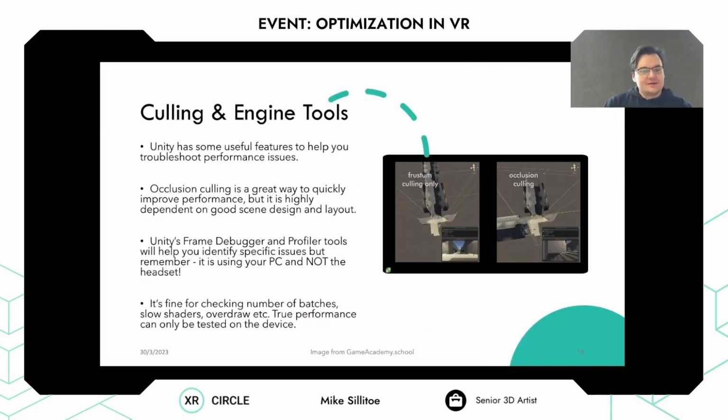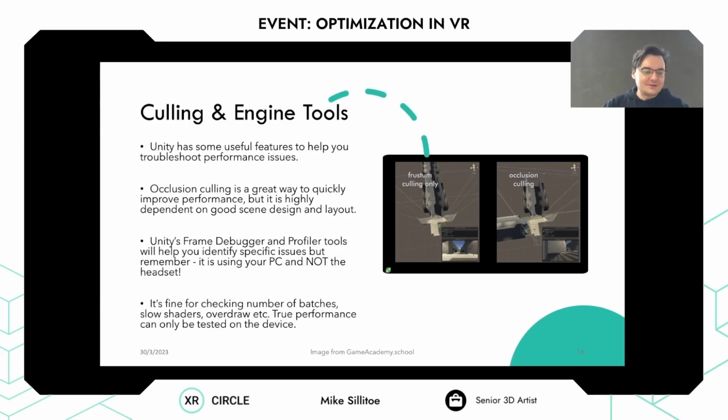So, culling and engine tools. Unity has some useful features to help you troubleshoot performance issues. Occlusion culling is a great way to quickly improve performance, but it is highly dependent on a good scene layout and design. What I mean by that is you can set objects to occlude, and then anything set to be occludees behind it will not be rendered whenever the camera goes across it. So obviously, if you have nothing to occlude the occludees, then nothing's going to happen. So that's why having doglegging and line of sight blockers and that kind of stuff is important in this context because it really lets you get a lot out of the occlusion culling system.